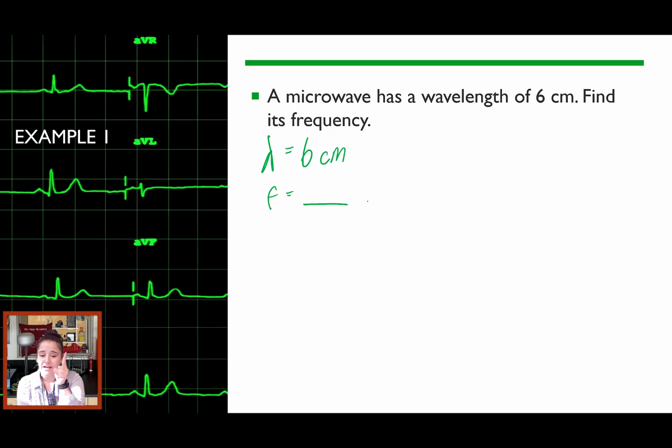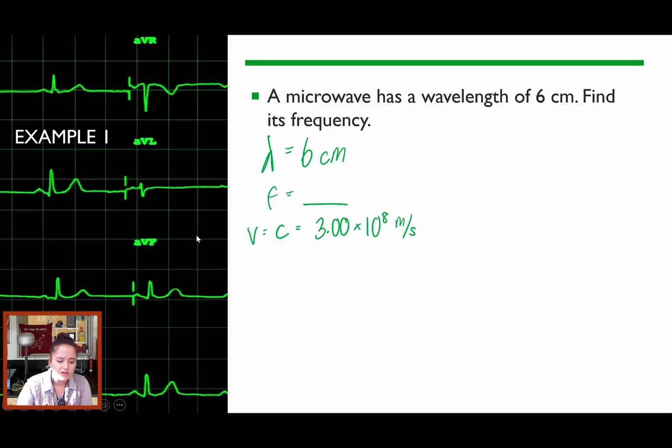But a microwave is light. Remember, we're in physics. So in physics, light isn't just the light that we see, it's the whole electromagnetic spectrum. So it can be radio waves or gamma rays or infrared or ultraviolet or yellow. And they all travel at a velocity equal to the speed of light, which is 3.00 times 10 to the 8th meters per second.